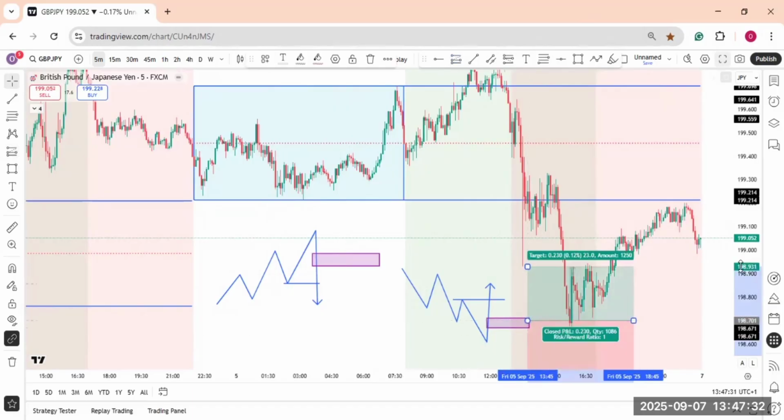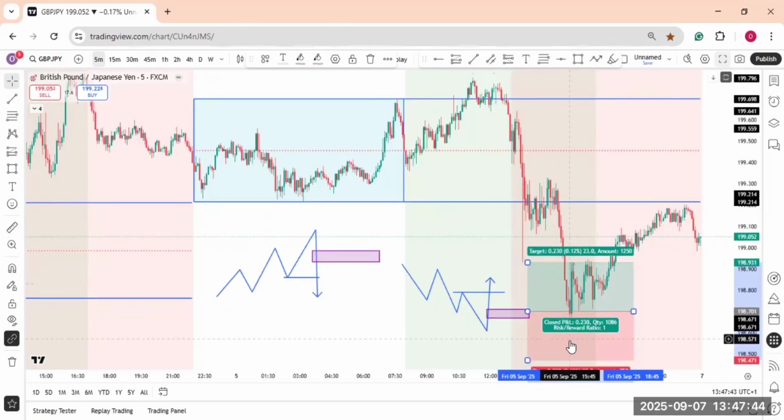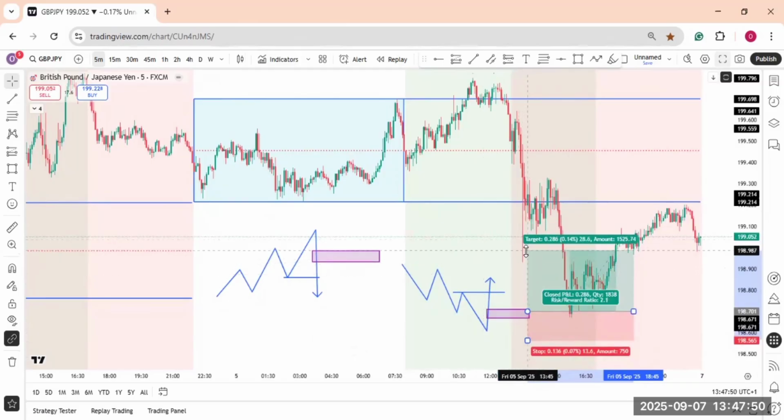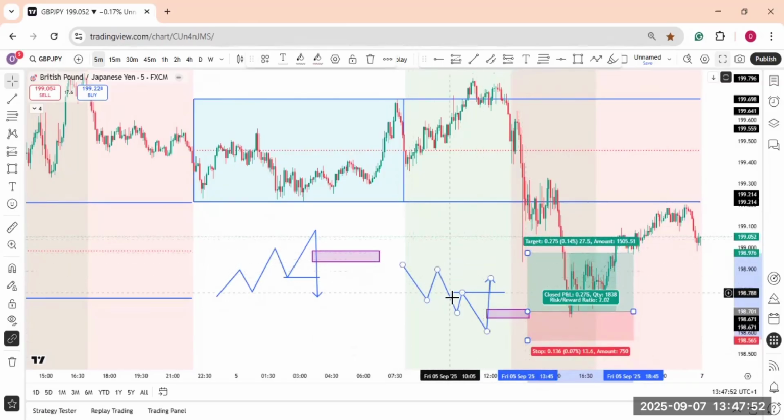Now I am going to backtest this. I'm going to show you in this video. You will see the buy replay mode. Our stop loss will just be below here, and we will aim for 1 to 2, or we will aim to clear any high or low that is here, whichever one comes first. So that is how I trade this.